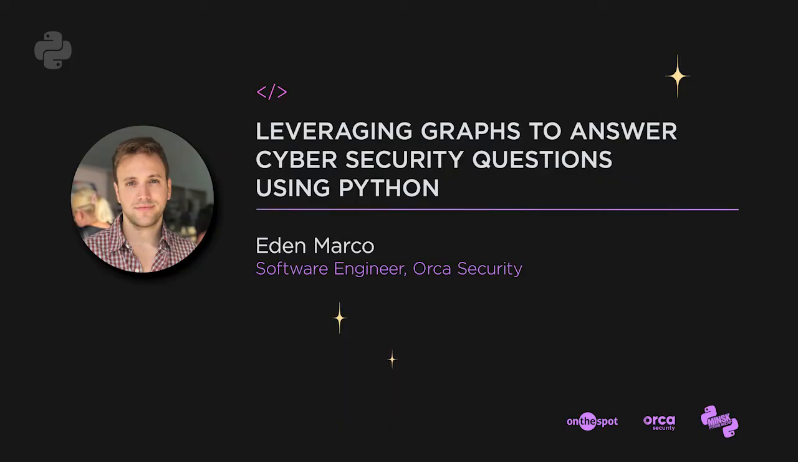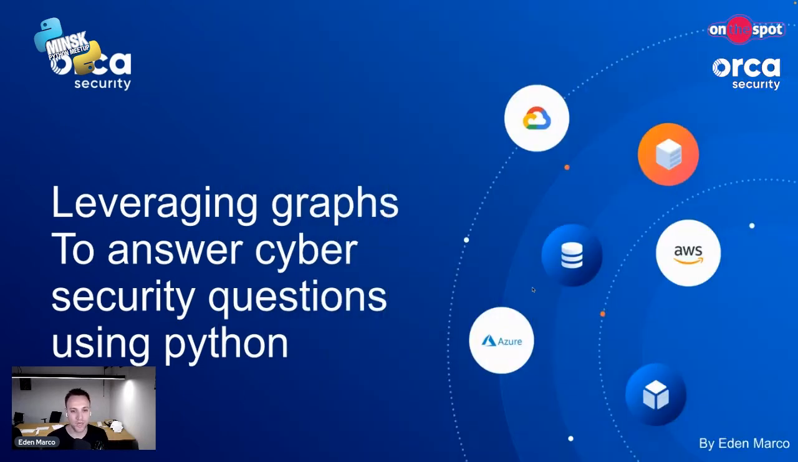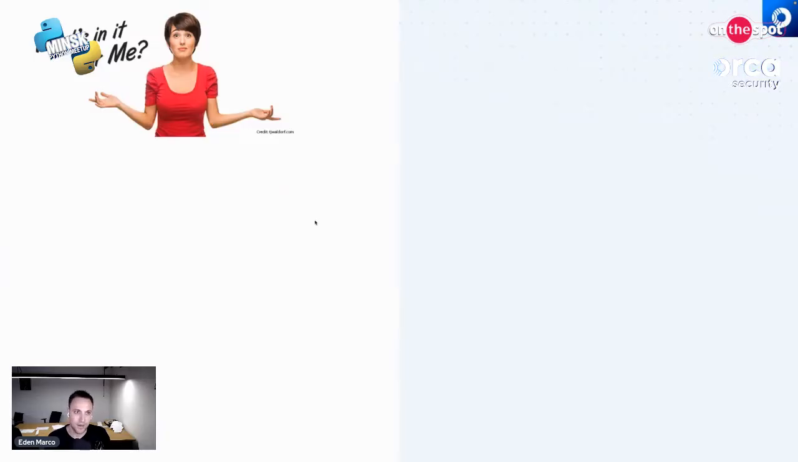So the topic of this presentation is how we leverage graphs at Orca to answer cybersecurity questions. Now, to give you a heads up, the cybersecurity question we're asking ourselves is actually whether an asset is internet facing or not. So first of all, let's just talk about what's in it for you.